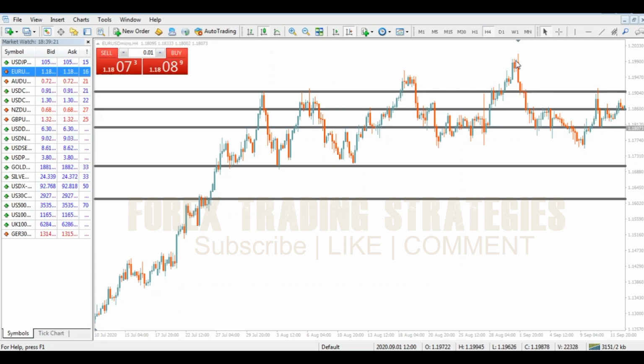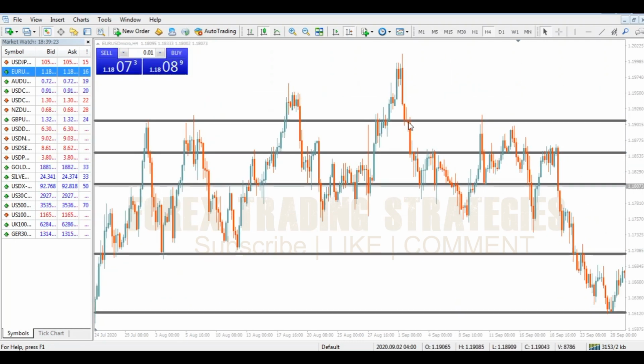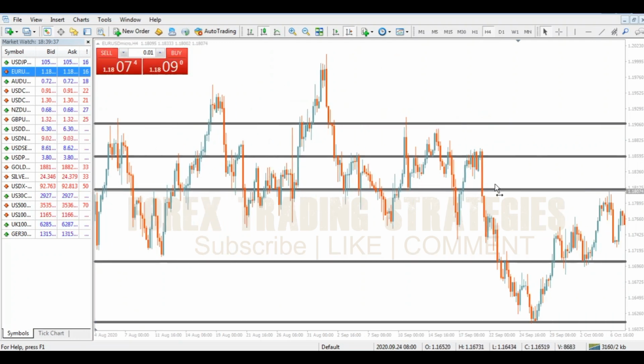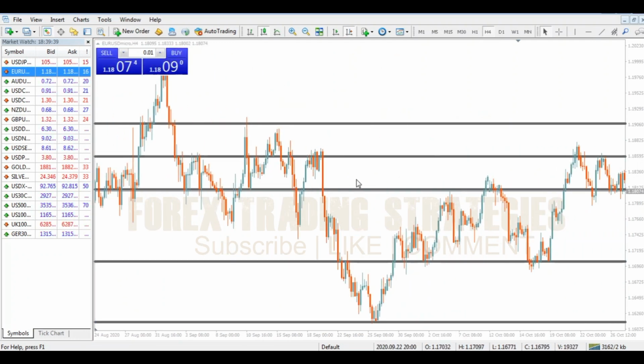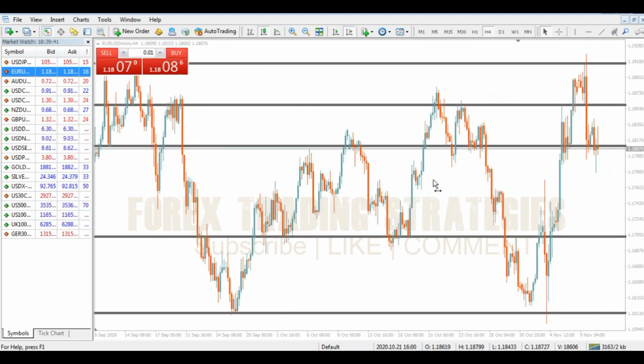Well, it then broke out and did its thing, but again came here and did some reaction there and came down to this level with some reaction there, and again it went up back to this level, and then it came down. You get the point.